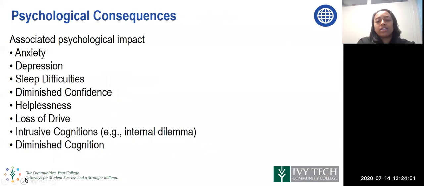As folks are having those internal dilemmas, these are some psychological consequences that could come from that. Associated psychological impact would be anxiety, depression, sleep difficulties, diminished confidence, helplessness, loss of drive, intrusive cognitions, those internal dilemmas, and diminished cognition.